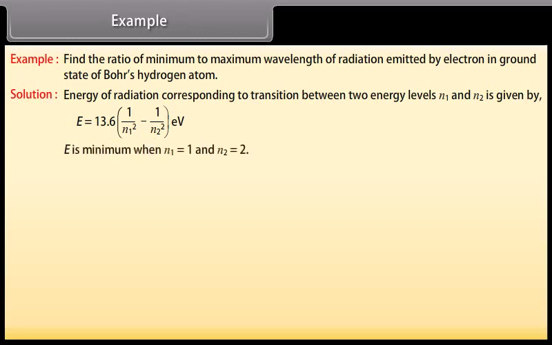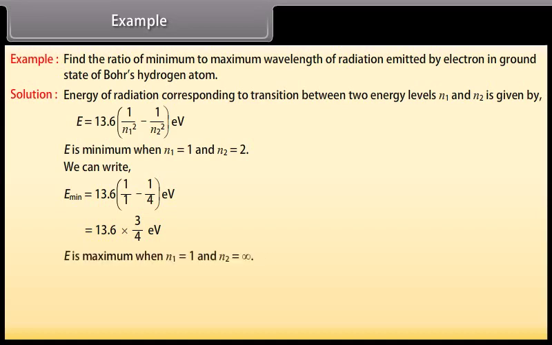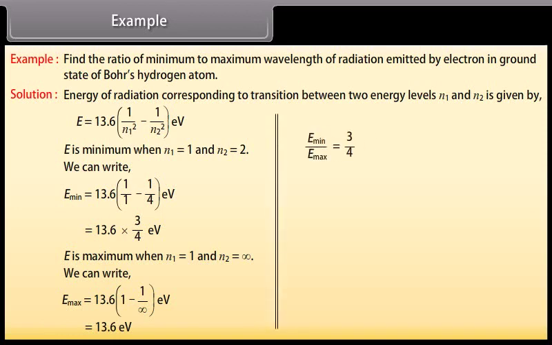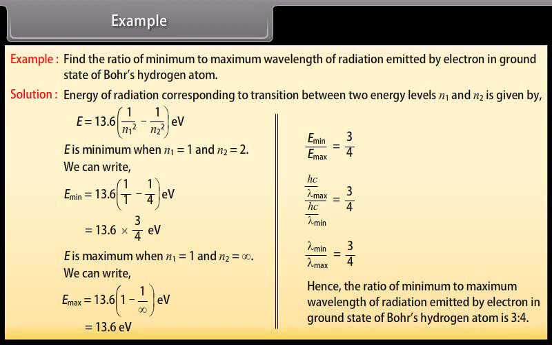E is minimum when n1 = 1 and n2 = 2. E minimum is equal to 13.6 × 3/4 eV. E is maximum when n1 = 1 and n2 = infinity. E maximum is equal to 13.6 eV. Now taking the ratio of E minimum and E maximum, we get E minimum upon E maximum as 3/4, or lambda minimum upon lambda maximum equals 3/4. Hence, the ratio of minimum to maximum wavelength of radiation emitted by an electron in the ground state of Bohr's hydrogen atom is 3:4.